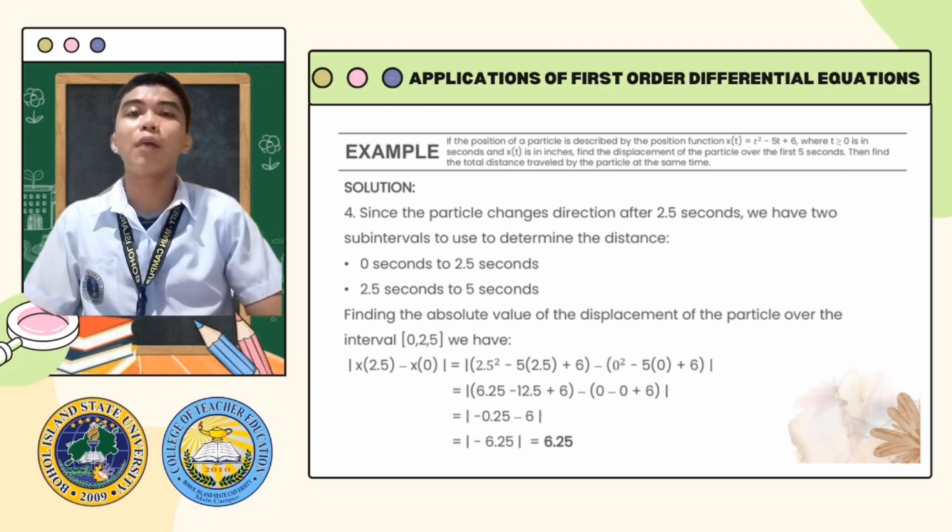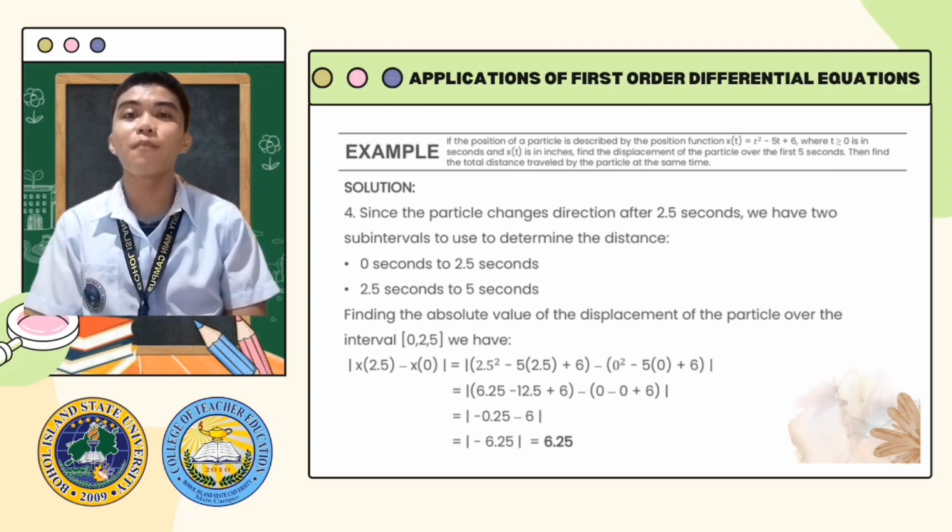We have here the absolute value of x of 2.5 minus x of 0 is equal to the absolute value of 2.5 squared minus 5 times 2.5 plus 6 minus 0 squared minus 5 times 0 plus 6. Then simply simplify the equation. We get the absolute value of 6.25 minus 12.5 plus 6 minus 0 minus 0 plus 6.